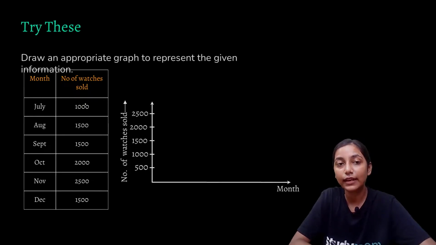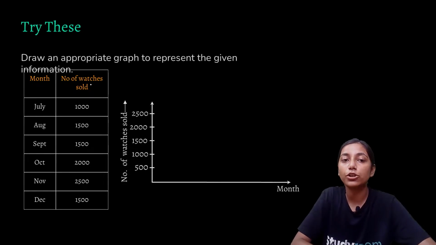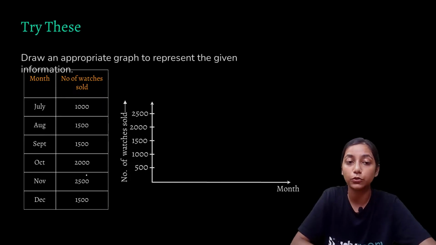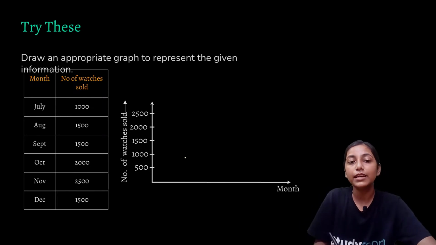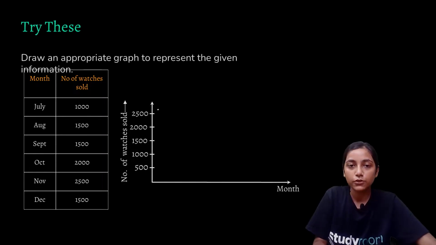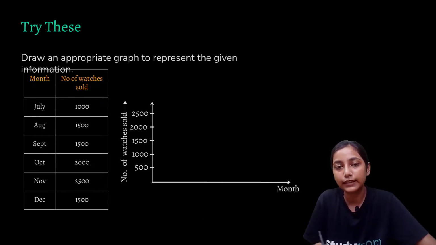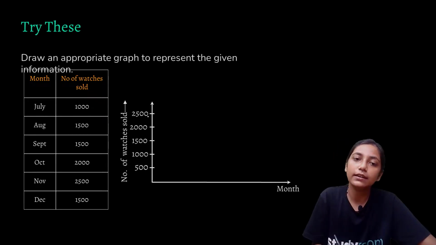What is the information that is given to us? We are given some months, and then we are given the number of watches that are sold. So in July, 1000, in August, 1500, September, 1500, October, 2000, November, 2500, December, 1500. We need to draw an appropriate graph to represent this given information. So we have already begun by representing these two values, these two tables, on the x-axis and on the y-axis.